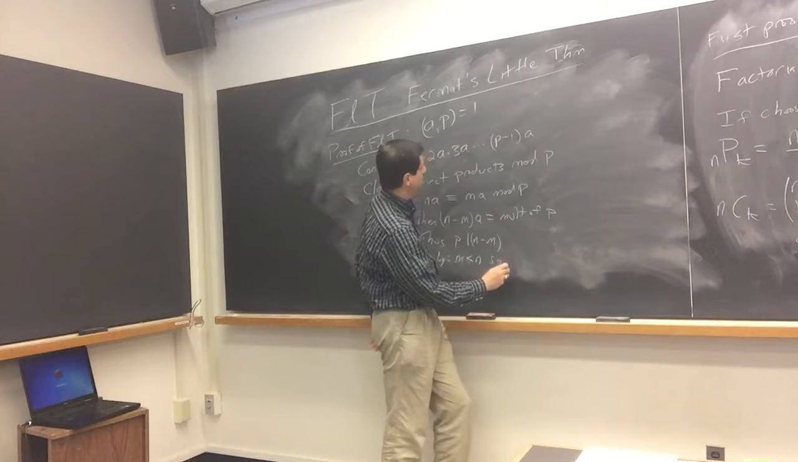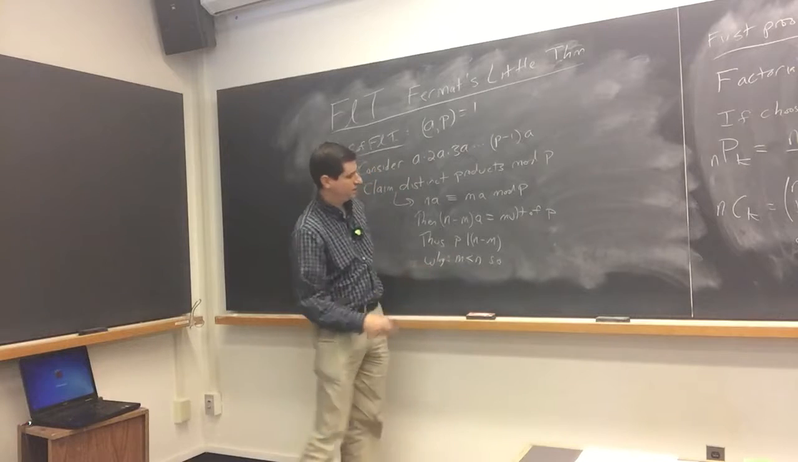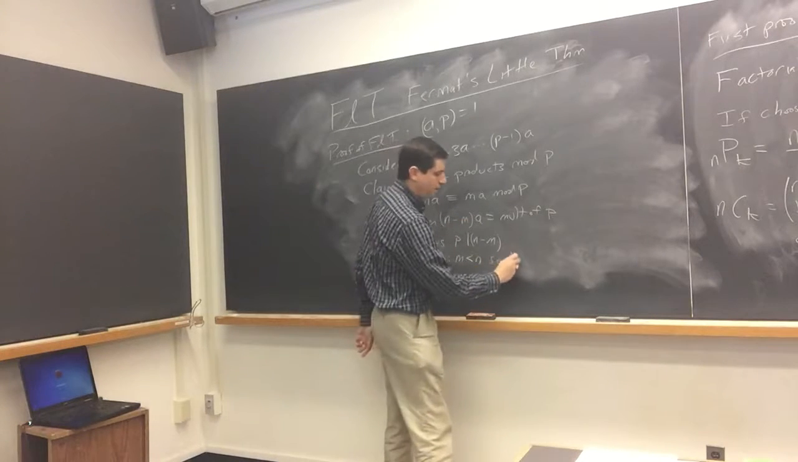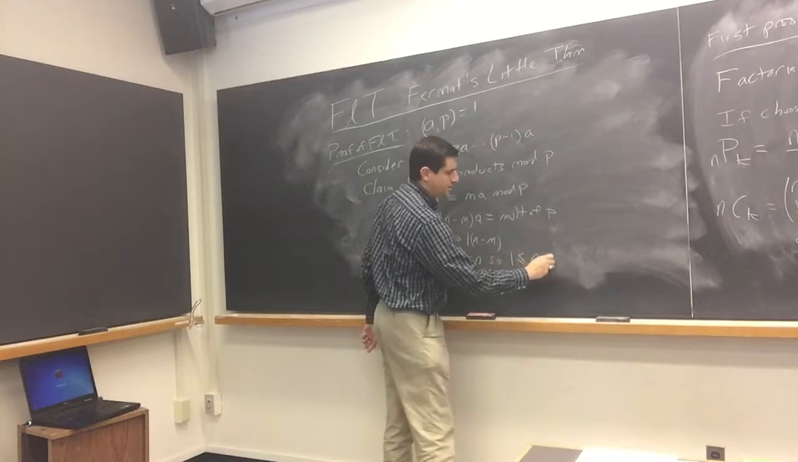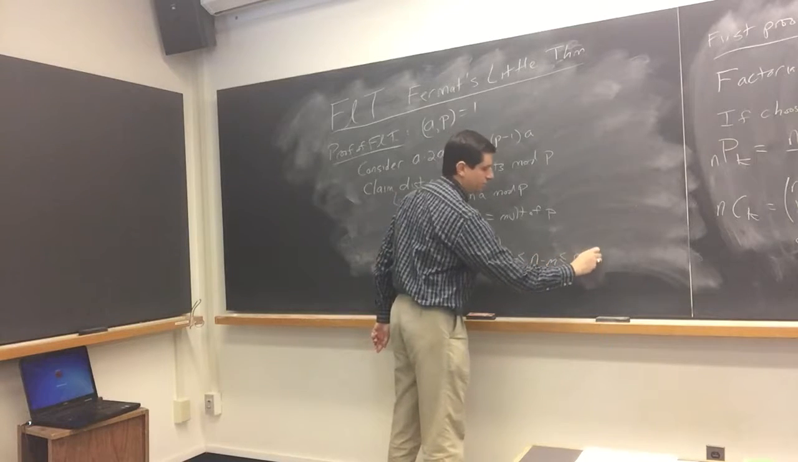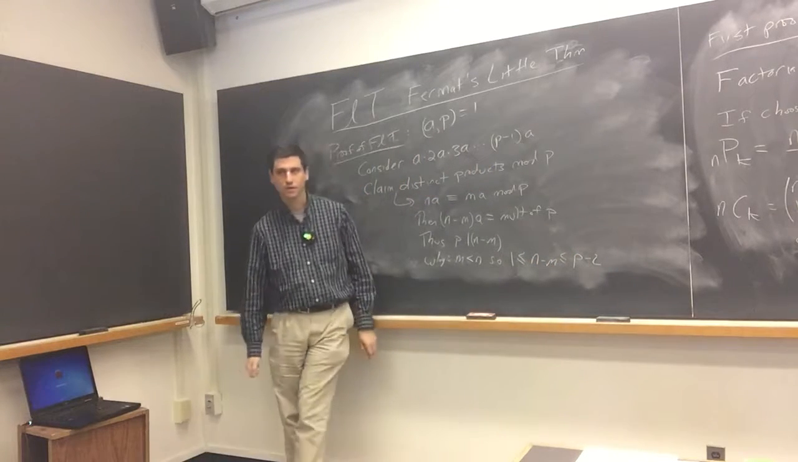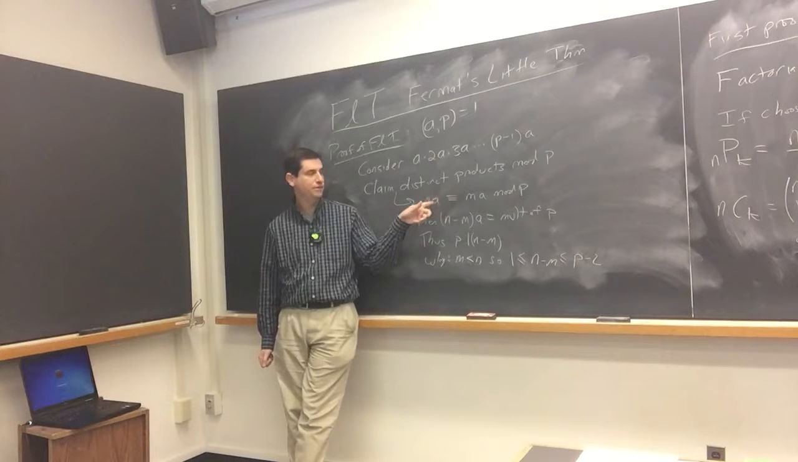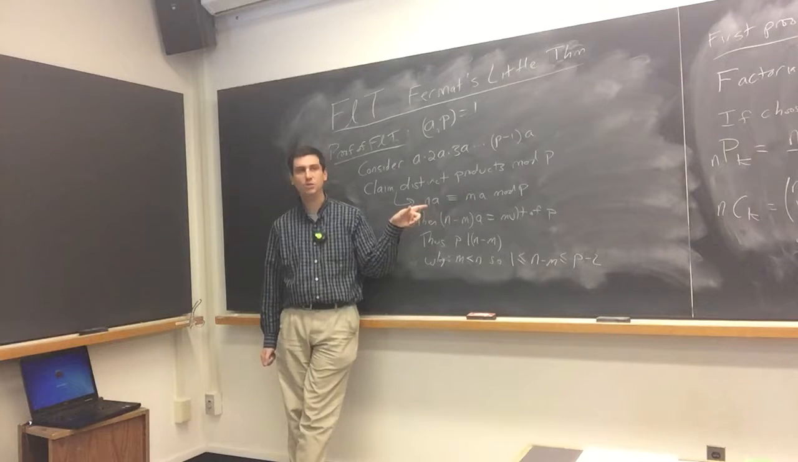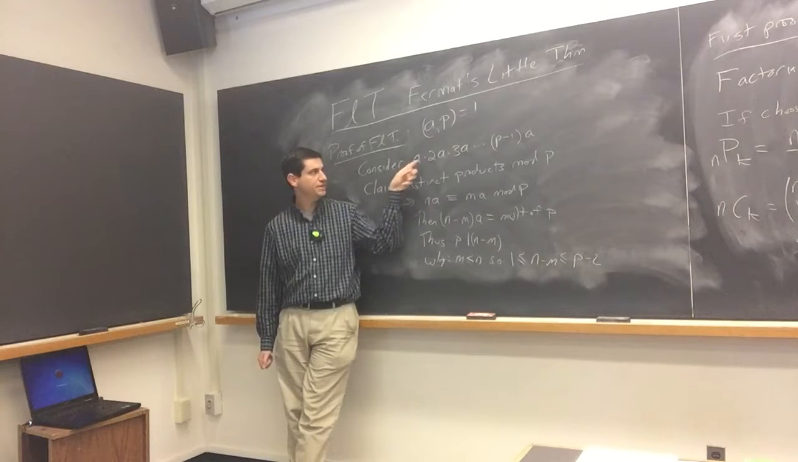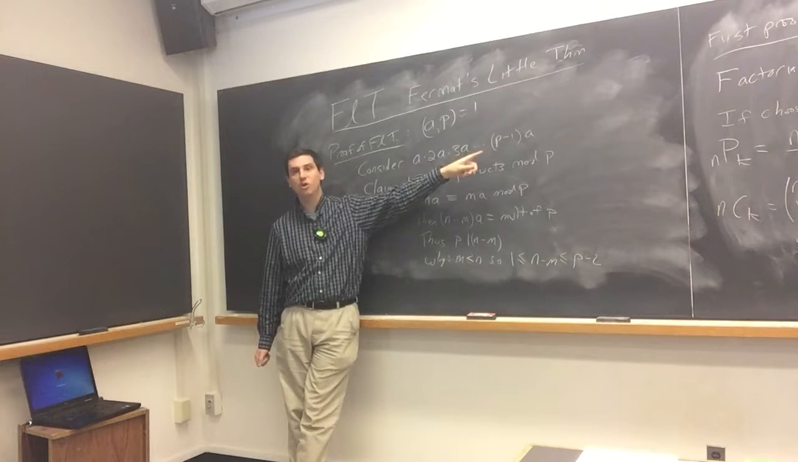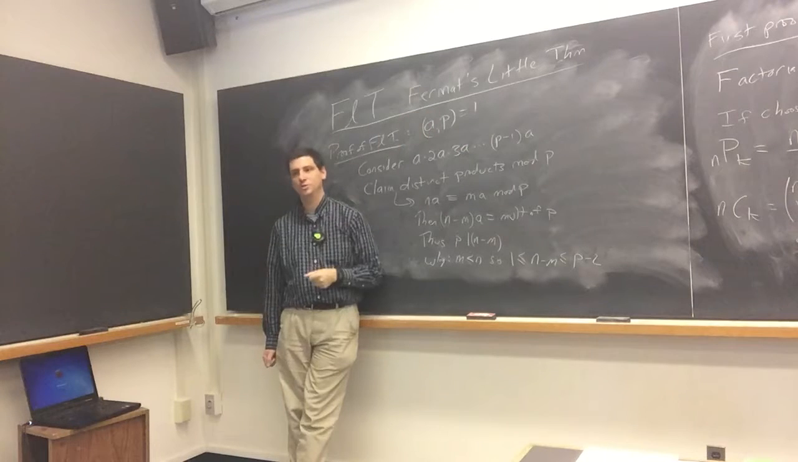And the smallest it could be is if they were next to each other. So we would get 1 is less than or equal to n minus m is less than or equal to p minus 2. So we can't have two different ones of these equal mod p. So do we all agree that these numbers are the same mod p as 1, 2, 3, 4, 5 all the way up to p minus 1?